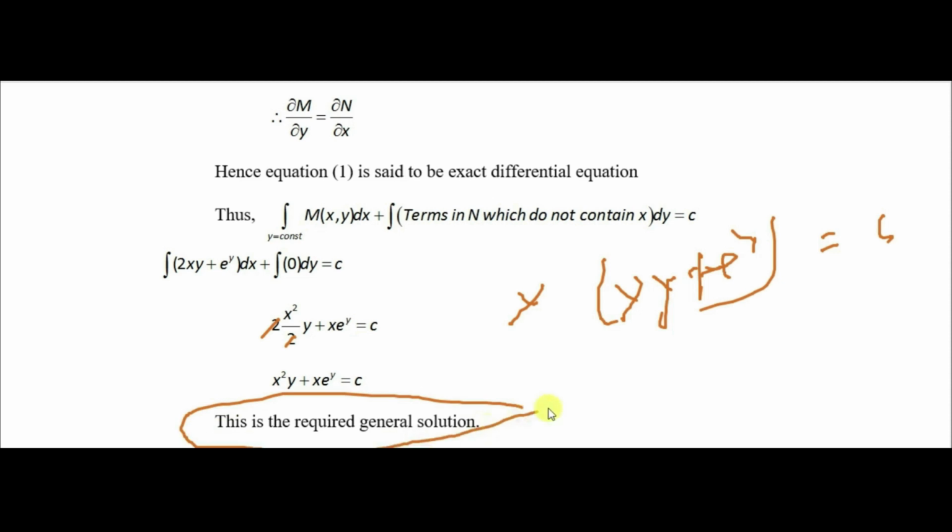Again, in the first integral y is constant, so 2y is constant, and the integration of x is x square by 2, plus e to the power y constant, and the integration of dx is x. The integration of 0 is 0, equal to c. This 2 gets cancelled, and we get x square y plus x e to the power y equal to c. Lastly, we can take x as common, so we get x(xy plus e to the power y) equal to c. You can write this as the final solution. It is also correct. So this is the required general solution.